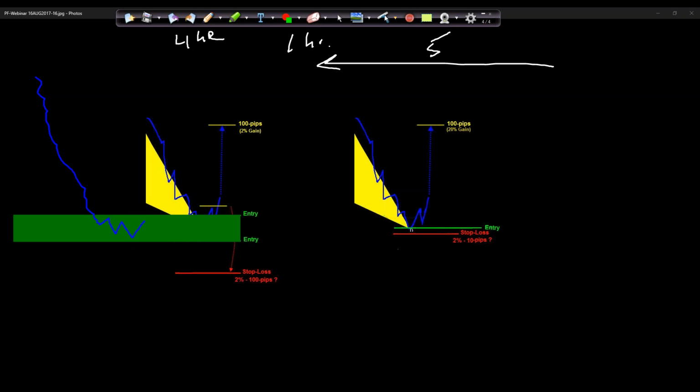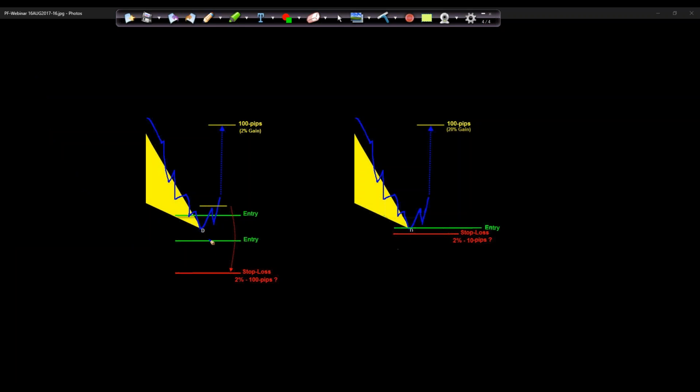So we have these double entries. We have our stop loss setback. I only said 100 pips. I just showed you 13 4-hour trades. It was 148.2. So I'm being conservative here in the size of this stop loss.